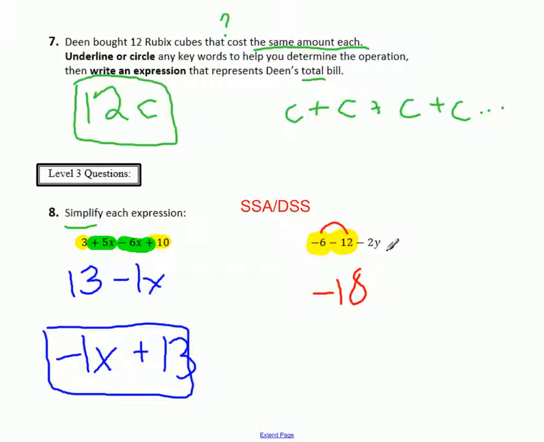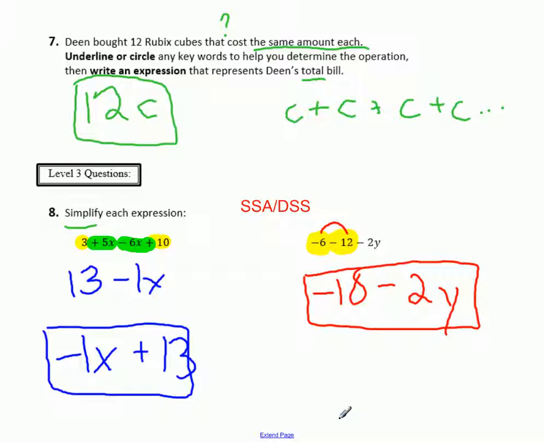And then this negative 2y is all by itself, so I'm just going to stick it right at the end, and there we go. Same thing, I could have switched the order around. It could have said negative 2y minus 18, but it's about the same.